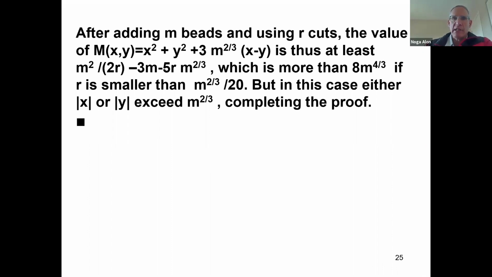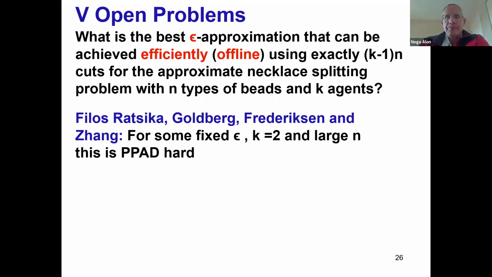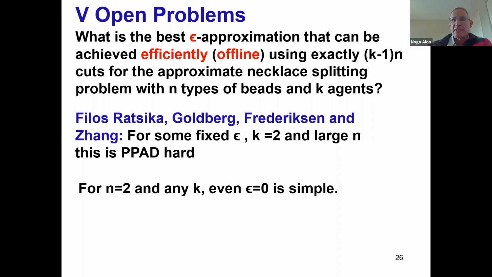And let me just finish with a few problems. So one problem is what is the best epsilon that we can hope to achieve efficiently if we use exactly k-1 times n cuts for the approximate version? So as we said, for fixed epsilon, k equals 2 and large n, this is PPAD hard, but maybe for some epsilon. So here are two comments about it, both are easy.